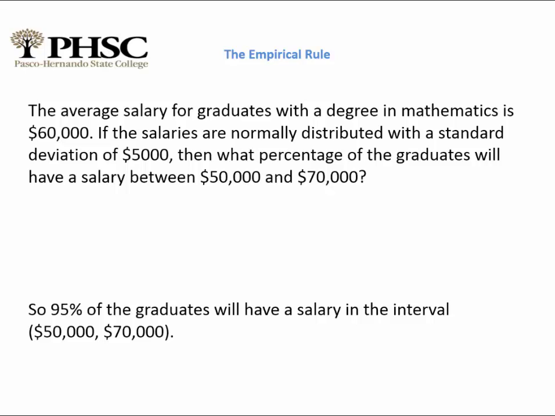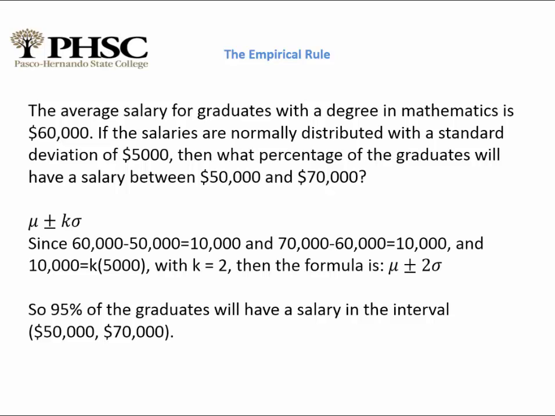The average salary for graduates with a degree in mathematics is $60,000. If the salaries are normally distributed with a standard deviation of 5,000, then what percentage of the graduates will have a salary between $50,000 and $70,000? So we're going to use mu plus or minus k sigma. Now, since 60,000 minus 50,000 is 10,000, and 70,000 minus 60,000 is 10,000, then that means that 10,000 is equal to k times 5,000, with k being 2, then that gives us the formula of mu plus or minus 2 sigma. So that means that 95% of the graduates will have a salary that's between $50,000 and $70,000.